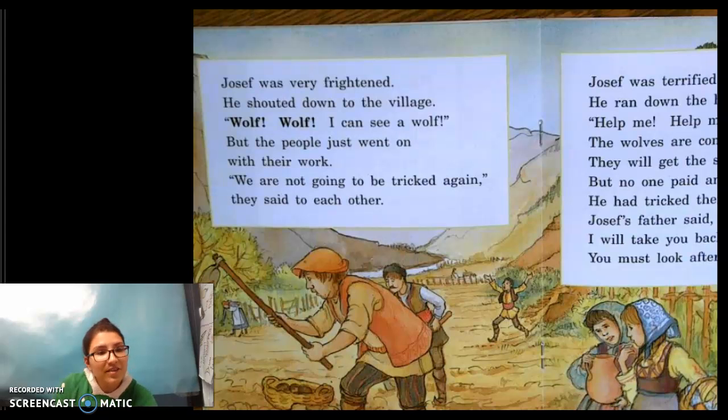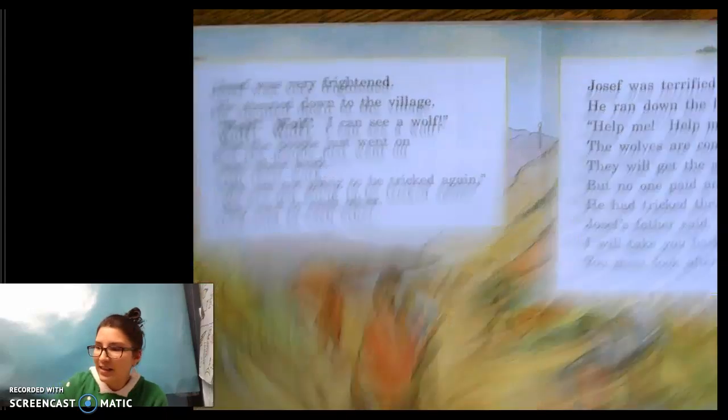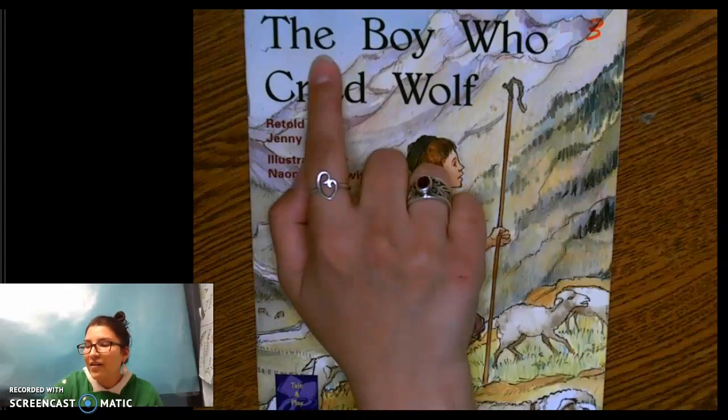Okay, so that's just a couple of different elements of drama that we've gone over. We've gone over cast, character, told you what narrator is, to tell the overview of what's happening in the story, setting, and now the dialogue. I hope you enjoyed today's read aloud, the play of The Boy Who Cried Wolf.